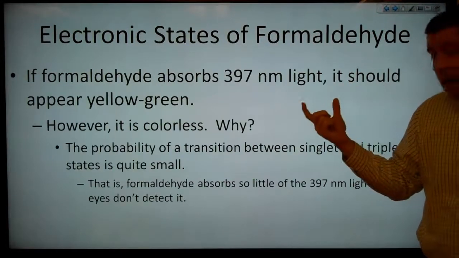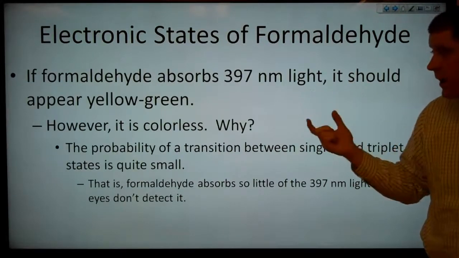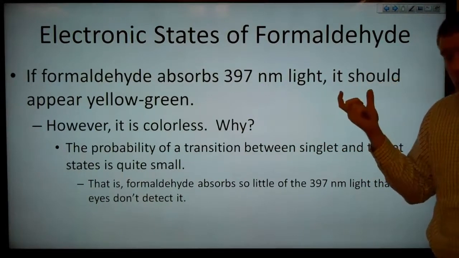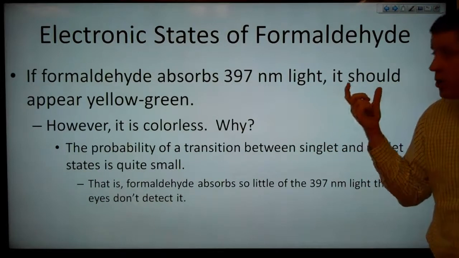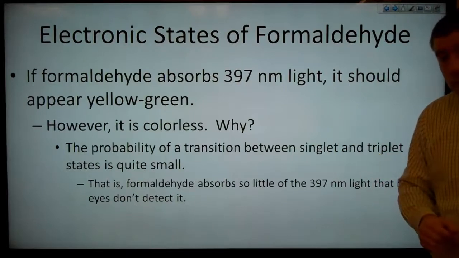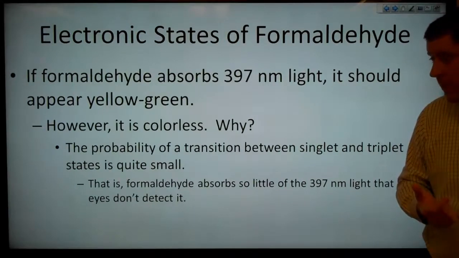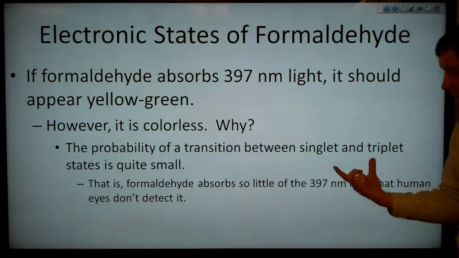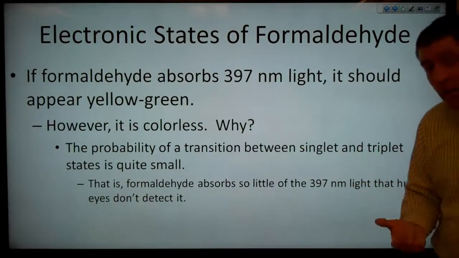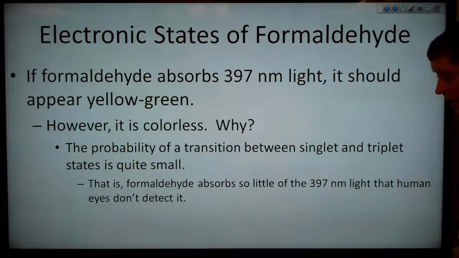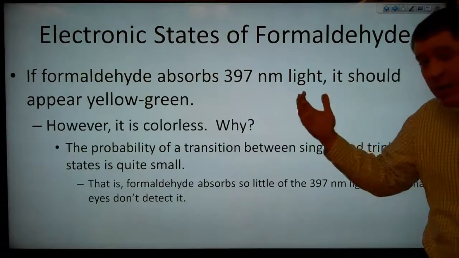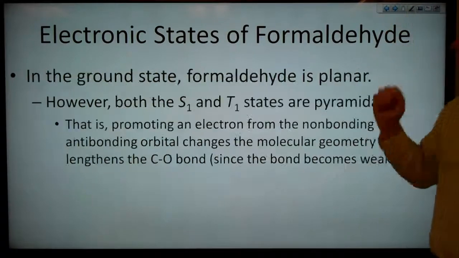But if formaldehyde absorbs 397 nanometer light, then it's absorbing in the violet region. It should appear the complement, which is yellow-green. But formaldehyde is in fact colorless. So why? It turns out that the probability of a transition between singlet and triplet states is really quite small. That is, formaldehyde absorbs so little of this 397 nanometer light that human eyes can't detect it unless you have a really large amount of formaldehyde.